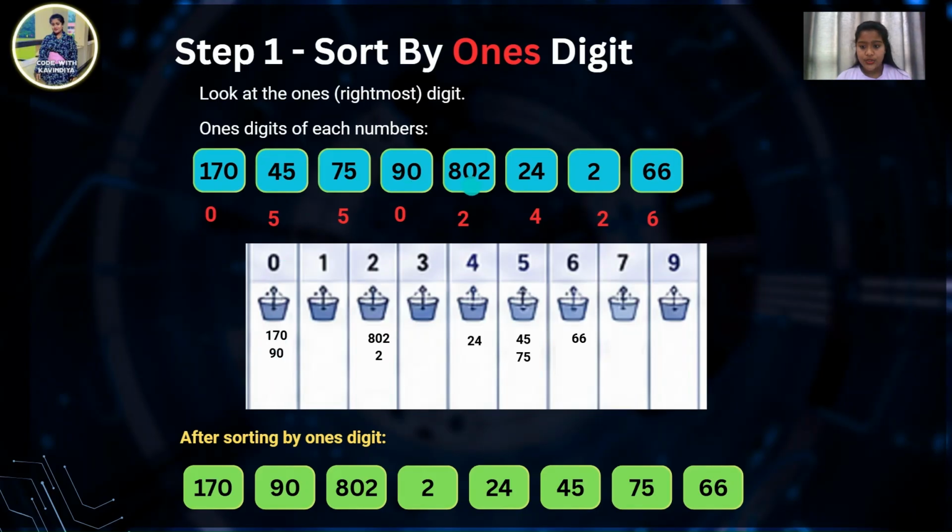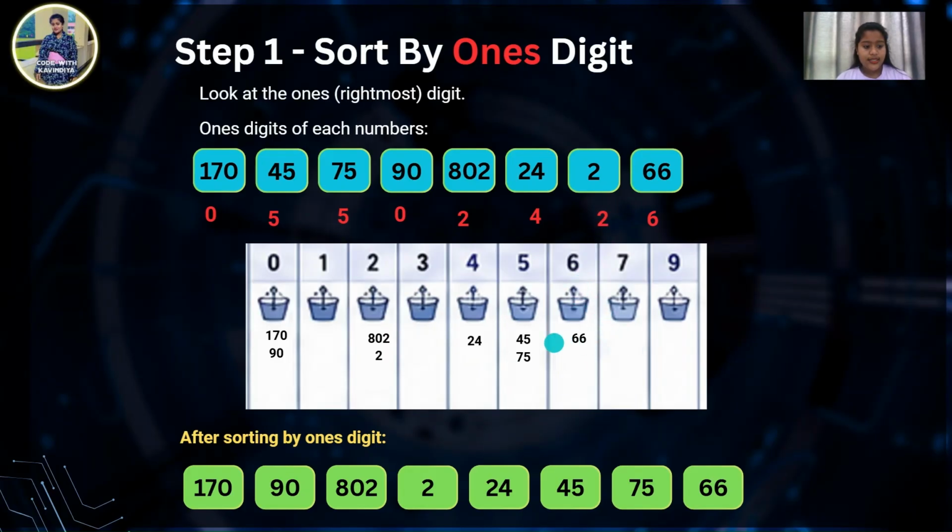802 and 2 end in 2. So place them into bucket 2. 24 goes to bucket 4. And 45 and 75 end in 5. So place them into bucket 5, 45 and 75. 66 ends in 6. Place it into bucket 6.